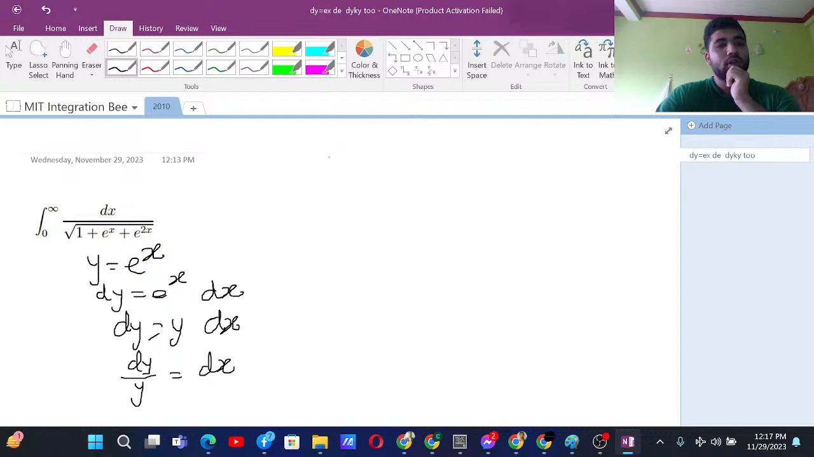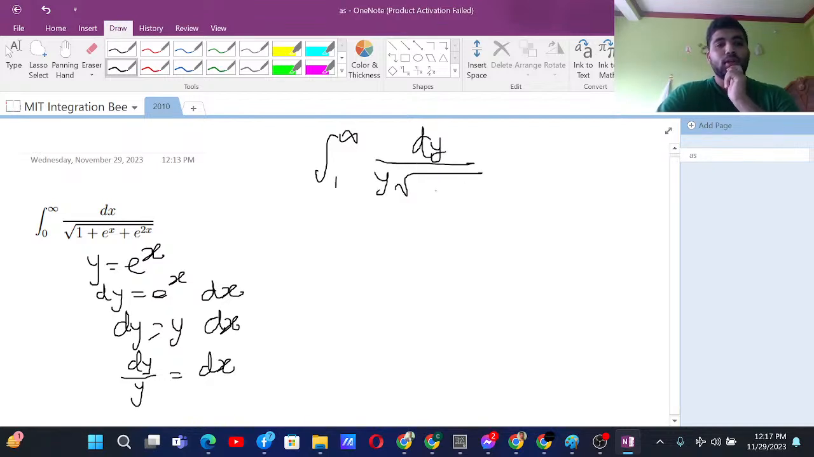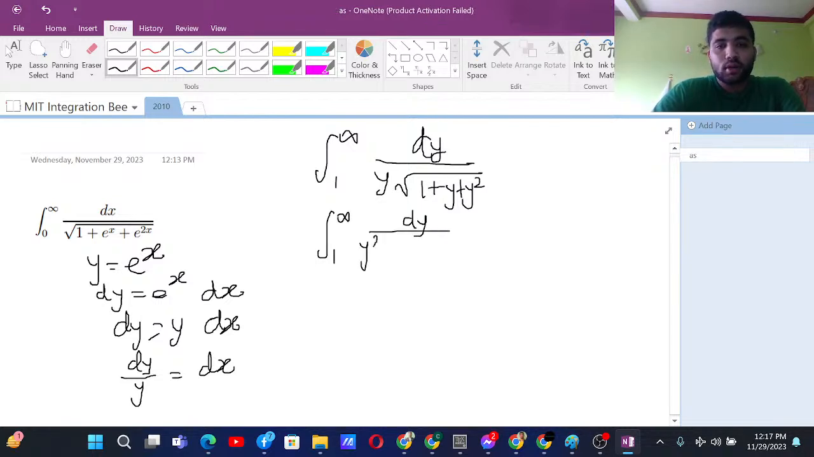Now the integral will go from 1 to infinity, and dx will be just dy by y and root under 1 plus y square. Now after this, we can basically take y square out as common, and if we do that, with y square out, we will have y to the power minus 2 plus y to the power minus 1 plus 1.